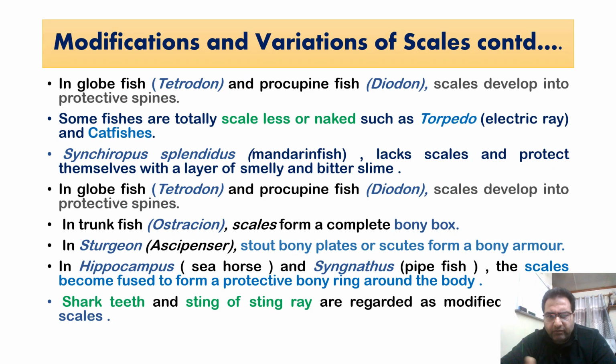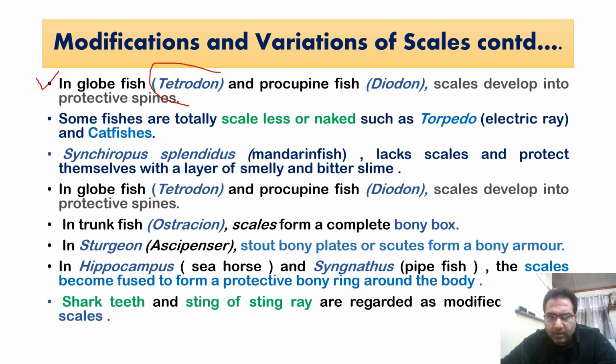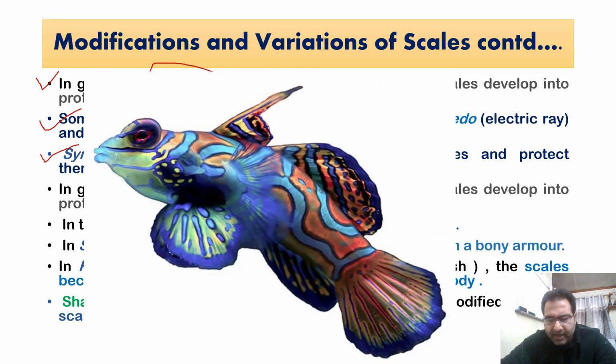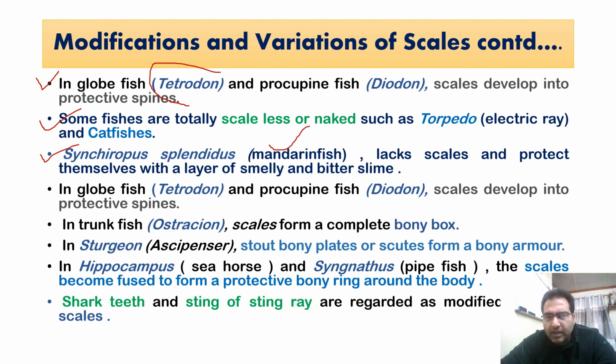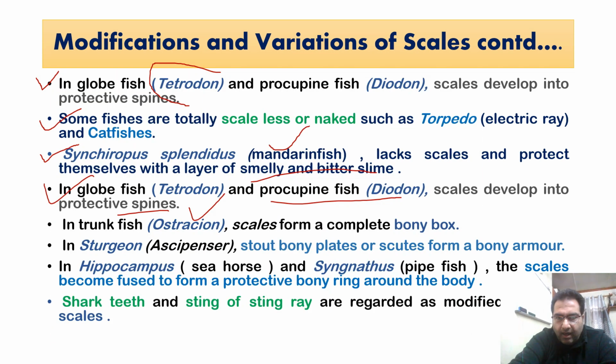Or let us have a quick revision of what we have read in these modifications. In the globefish, that is Tetrodon, and porcupine fish Diodon, scales develop into protective spines. So in the case of Tetrodon and Diodon, the scales are modified as protective spines. Some fishes are totally scaleless or naked, such as torpedo, electric ray, or catfishes. Then we have Synchiropus splendidus, which we call the mandarin fish. They lack scales and protect themselves with a layer of smelly bitter slime. In the trunkfish, that is Ostracion, the scales form a complex bony box. That is why we call them box fishes.